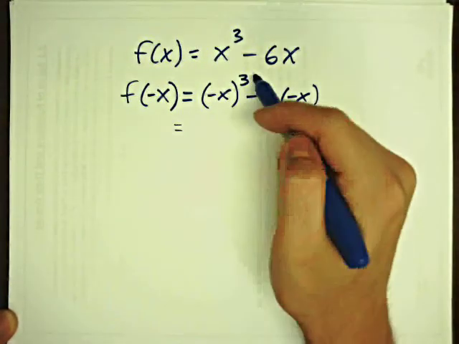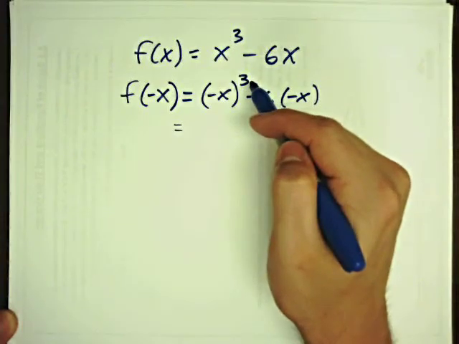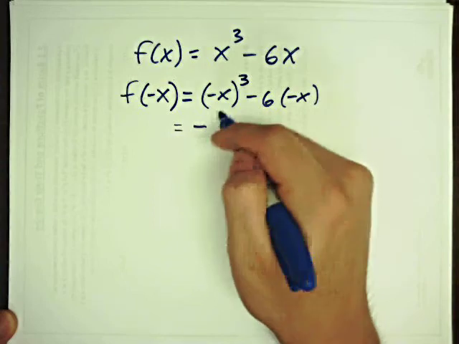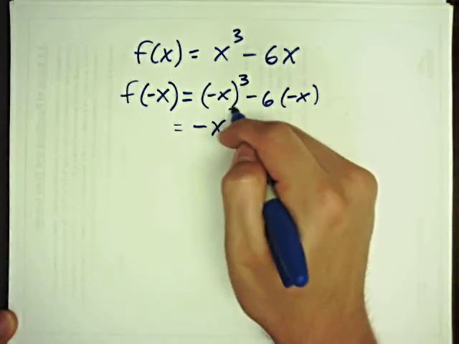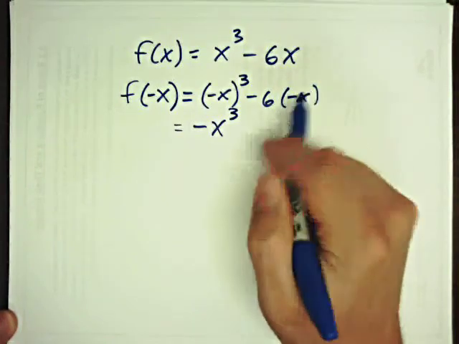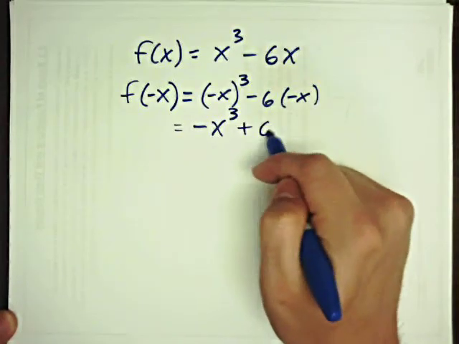So if I simplify this exponent, if you cube a negative, 3 negatives is still negative, and x cubed is just x cubed. Negative 6 times negative x, 2 negatives will make a plus 6x.